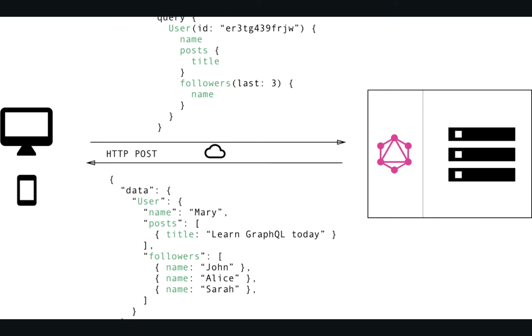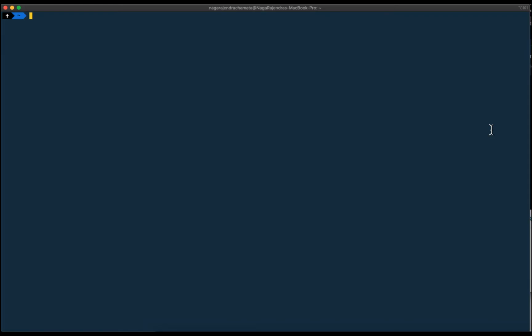Now we will look into setting up a simple GraphQL schema and see how it works in real time. We will expose a GraphQL API using Apollo Server in JavaScript. I will go ahead and create the project from scratch. I'm creating the directory, changing to the directory, and creating a folder for the server.